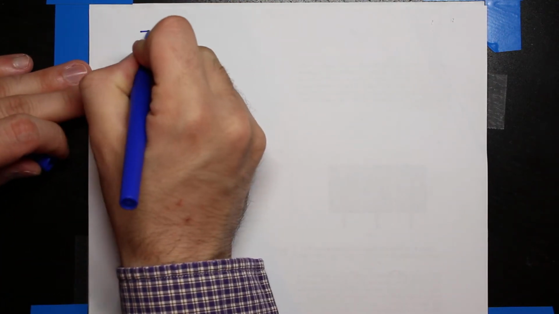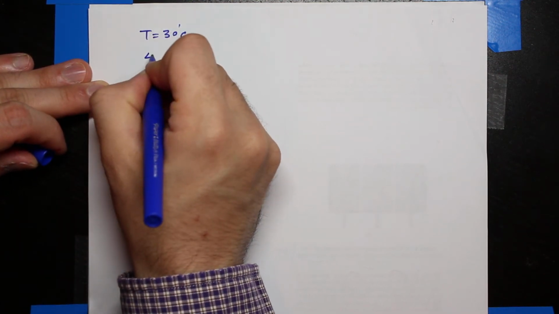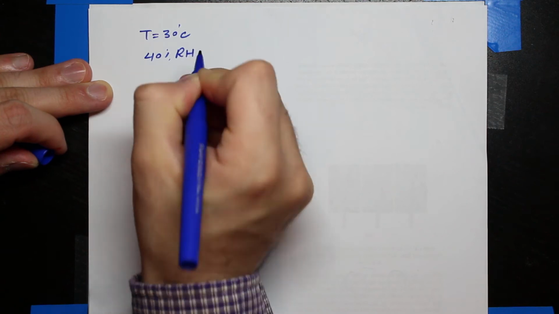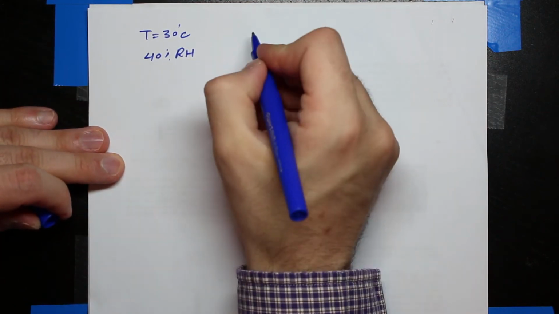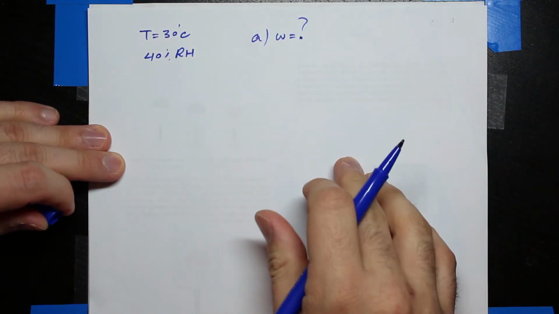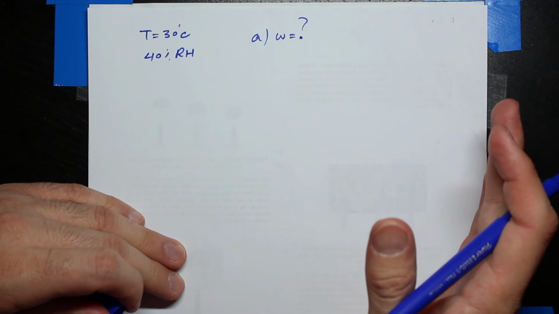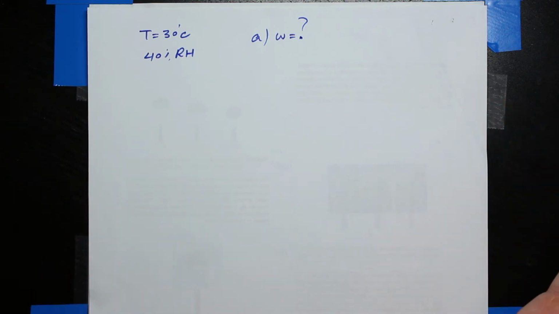So let's say I have temperature of 30 degrees C and 40% relative humidity. For part A, I want to find specific volume. Yes, you can definitely use the equations, no doubt about that. But that is just time consuming. We simply can get them from these charts. So why not do that?